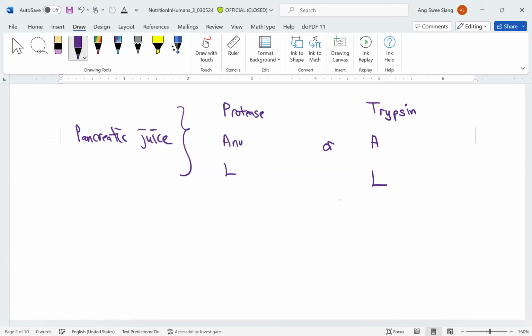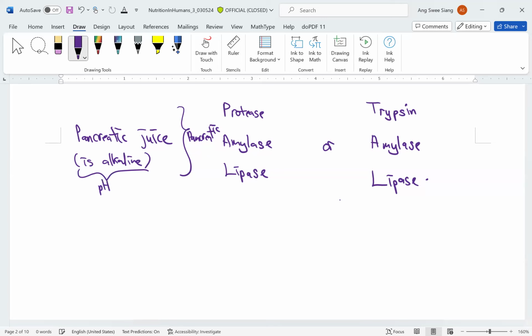Then A is amylase. So this is the pancreatic amylase that I'm talking about. Then lipase. So pancreatic juice is also alkaline, also around pH 8.